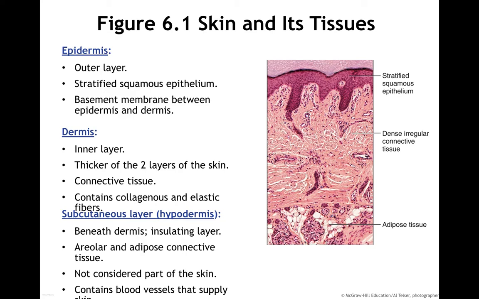And just below that, there is another layer that is technically not part of the skin, but it's also not really part of any other system, so we talk about it here in the integumentary system. It's called the subcutaneous layer, or the hypodermis. It's beneath the dermis. It's an insulating layer. It has areolar and adipose connective tissue there. Again, it's not technically part of the skin, but does have blood vessels that help supply the skin. And it is the target of a hypodermic needle when you have to give one of those shots.